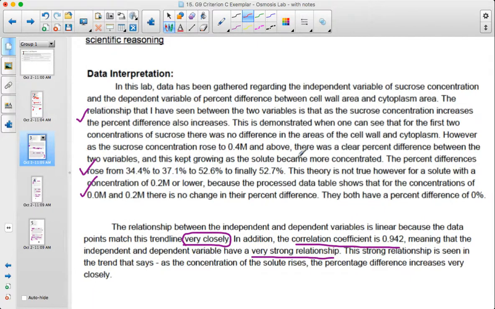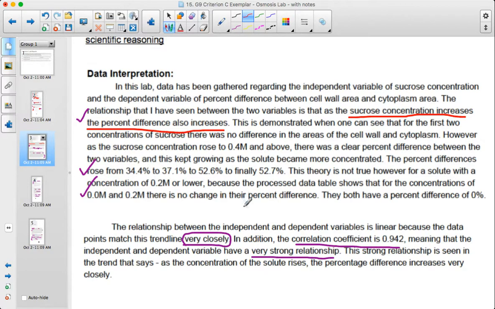So in this lab, the student discusses the relationship, and she says that the relationship she has seen between the two variables is that as the sucrose concentration increases, the percentage difference also increases. So we've clearly stated the type of relationship. This is demonstrated when one can see that for the first two concentrations, there's no difference in the areas. However, as the sucrose concentration rose to 0.4 molar and above, there was a clear percent difference between the two variables. And this kept growing as the solute became more concentrated.